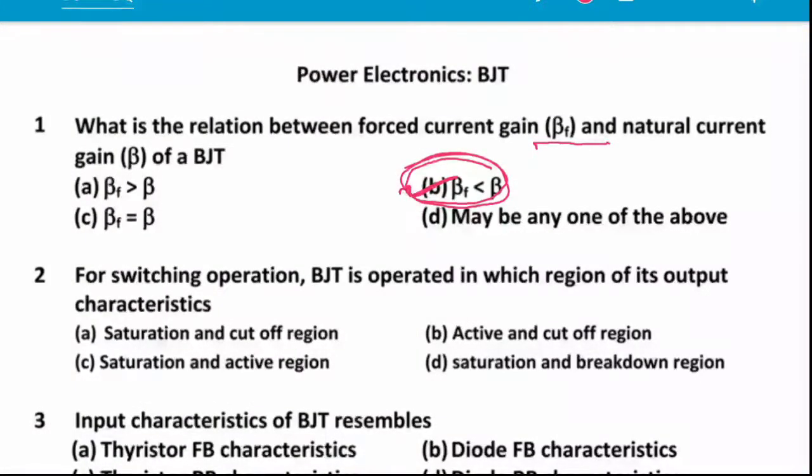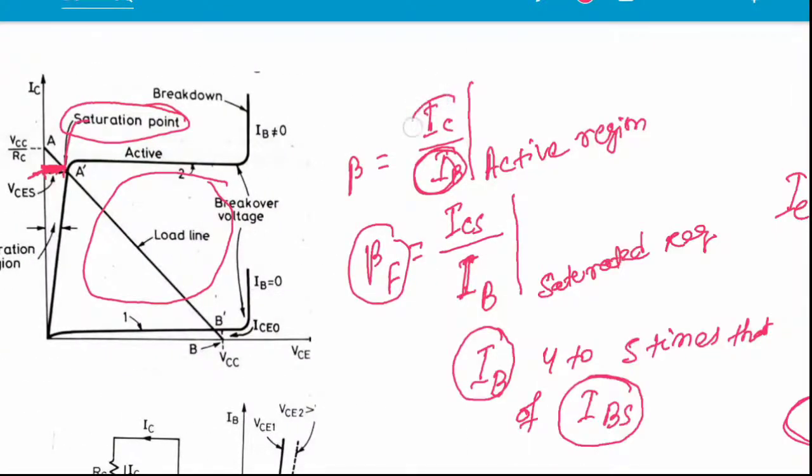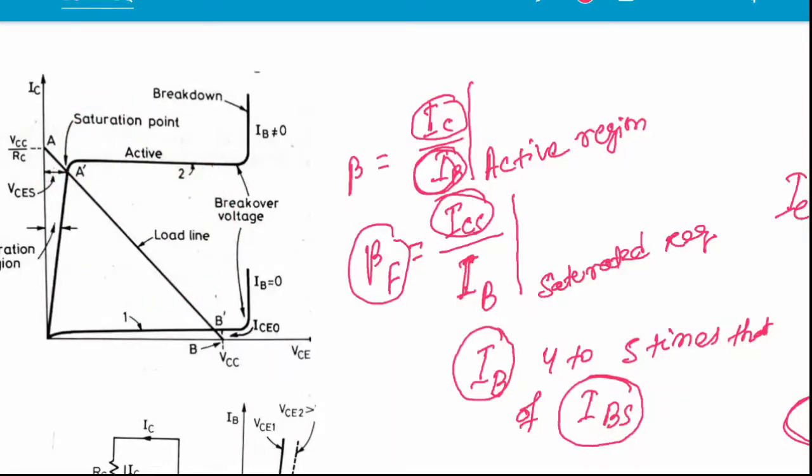Another thing, here the numerator is IC and here ICS, these are nearly equal, because if we consider this level as IC, ICS is this level or maybe this level, that is very similar, but the IB value differs by 4 to 5 times.